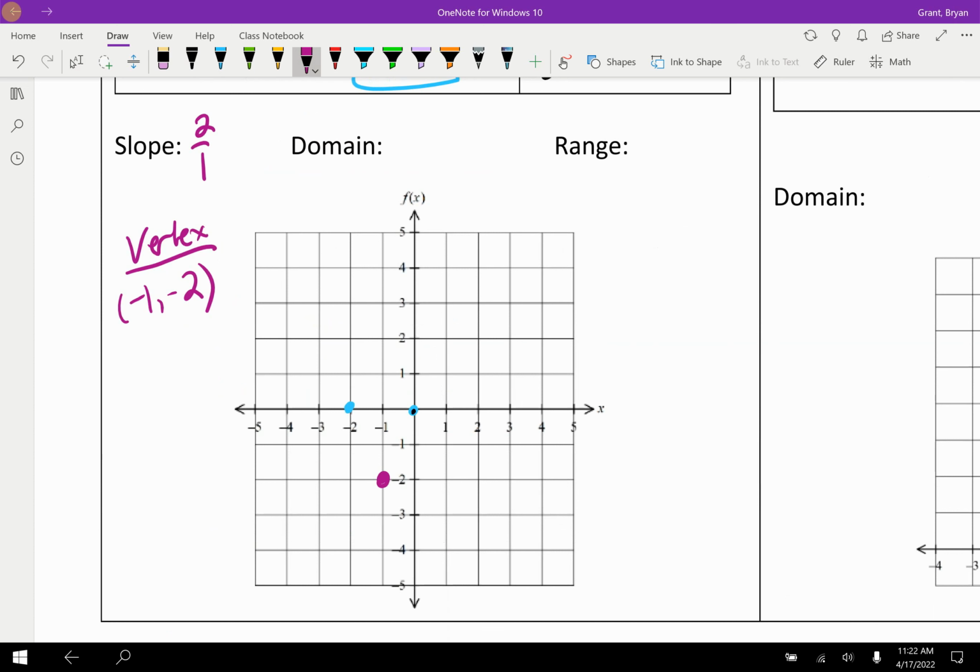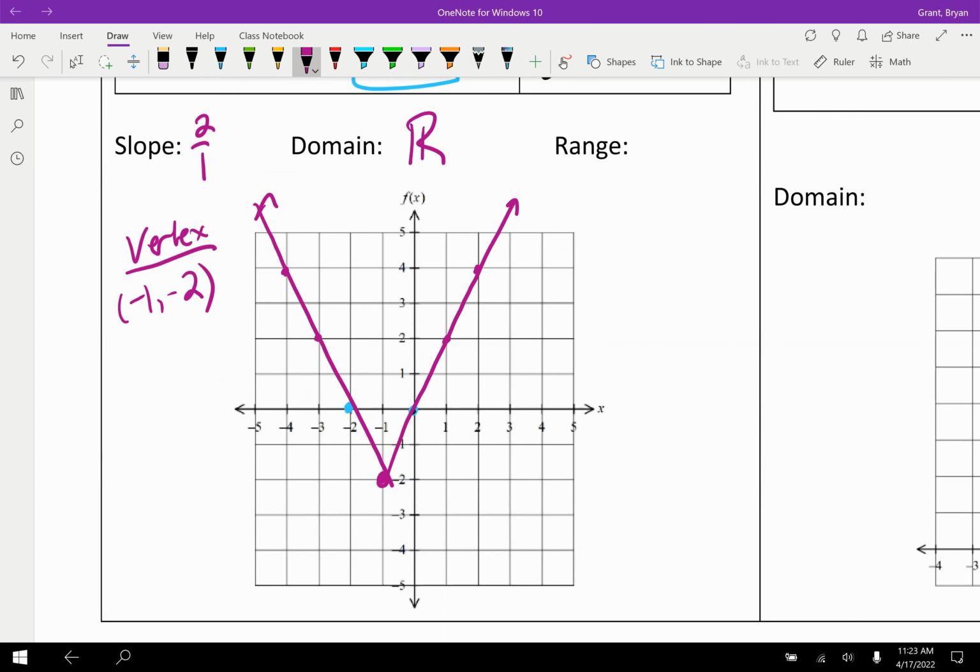Let's use the slope to finish it off. Up 2 over 1, up 2 over 1. In fact, all we really needed here was the vertex, and we could have just used the slope to find the rest. We didn't even need the math, but the math is a nice reminder. And then we have our lovely linear absolute value graph.